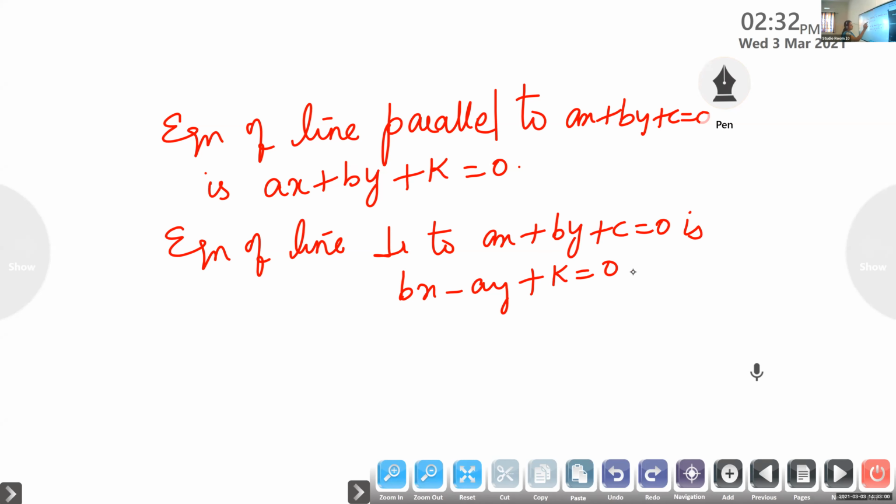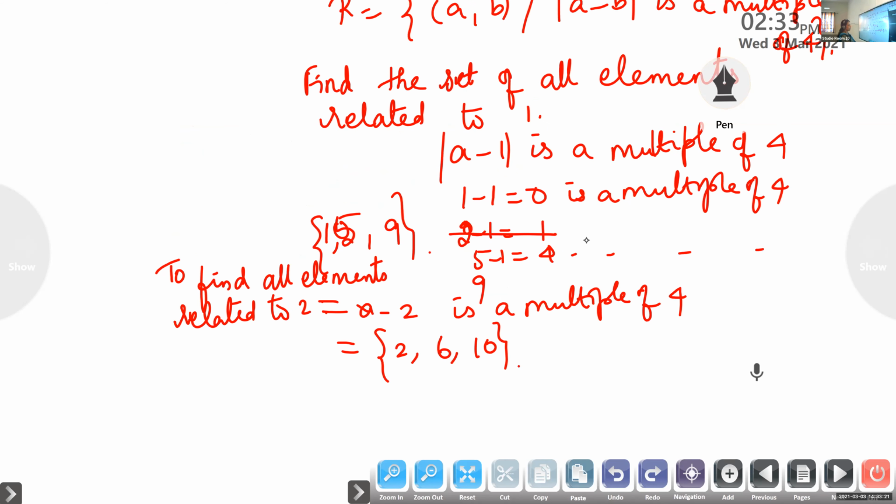If it is parallel, the x and y coefficients are the same. Only the constant term will vary. If it is perpendicular, what will you do? We interchange the x and y coefficients and add a constant, equal to 0. So now here, what is the equation of the line you will get?